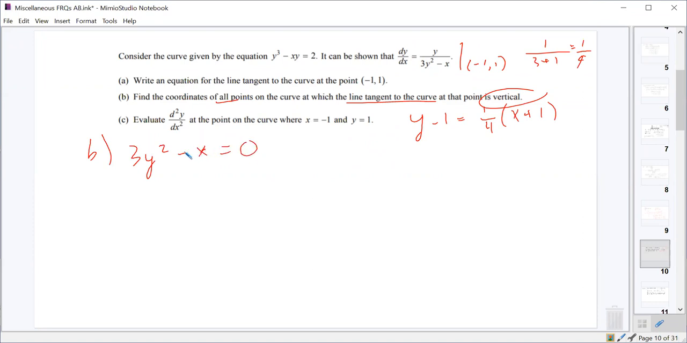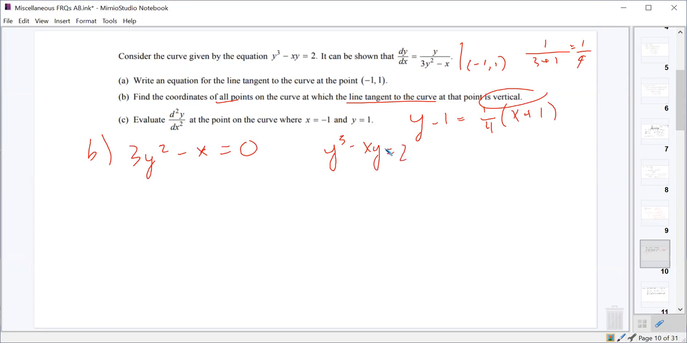You're not going to be able to find one specific x and y coordinate pair that works for that, because there are a lot of different values that could work, right? For example, the point 0, 0 works for this, doesn't it? Yeah, but it doesn't work up here. That's not a point on the curve. It has to be a point that satisfies both this and this.